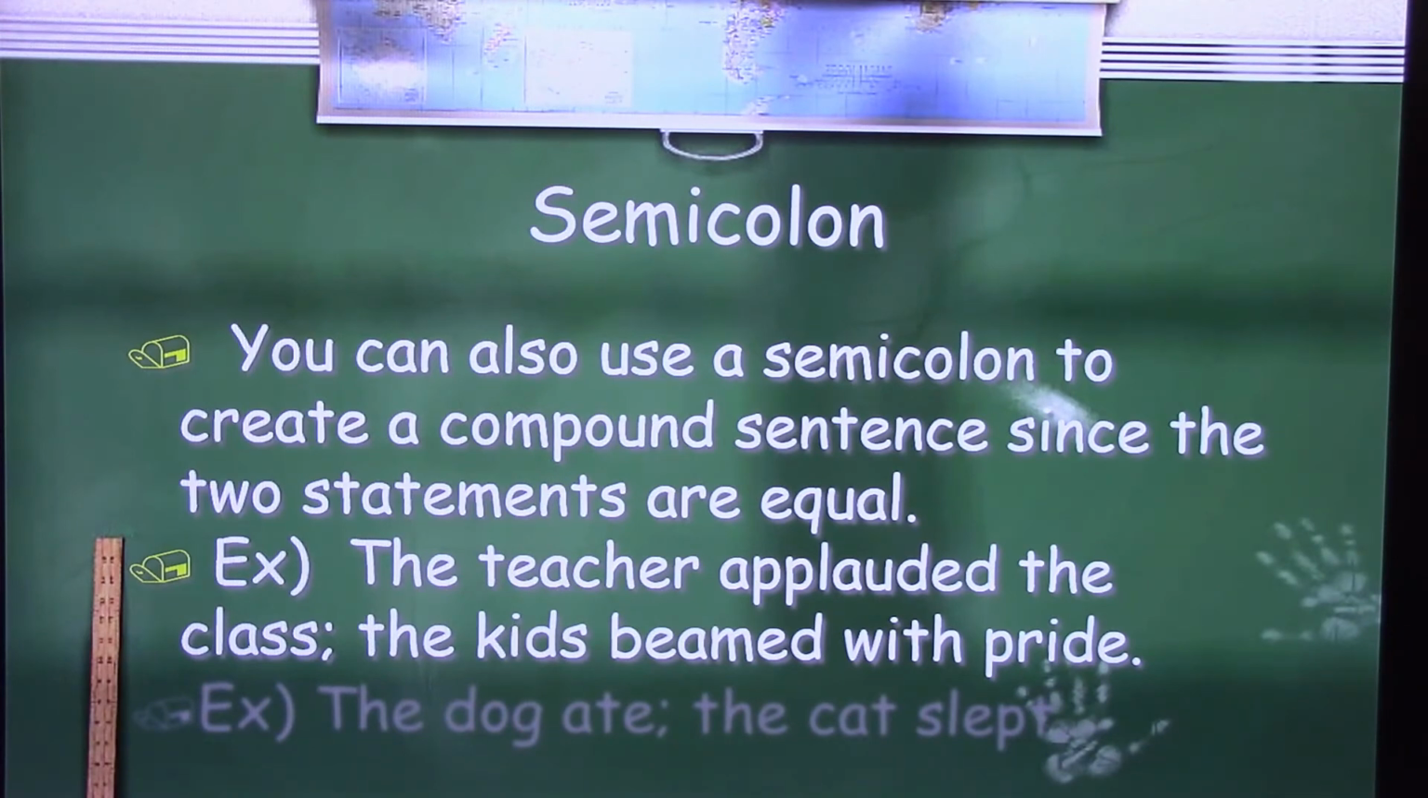Now, the two clauses. The first clause, an independent clause, is: the teacher applauded the class. It's clear. It doesn't need any explanation. The second, the kids beamed with pride, is another independent clause. But now we brought them together. In this case, we did not use a coordinating conjunction. Instead, we used this sign, which is called a semicolon.